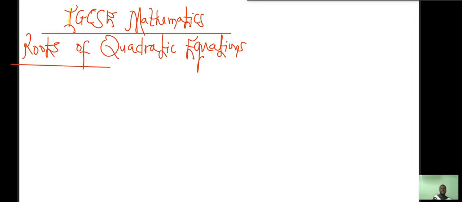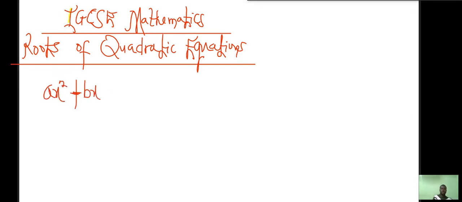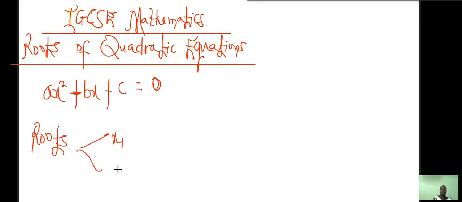Fundamentally, we know that quadratic equations are equations of the form ax squared plus bx plus c equals 0, where a is the coefficient of x squared, b is the coefficient of x, and c is the constant. Now, what do we mean by roots of quadratic equation? Whenever we solve a quadratic equation, we expect to get two answers, and the two answers are called the roots of the equation. Some call it x1, x2, or we just say x to be the roots of the quadratic equation. We expect to get two answers.